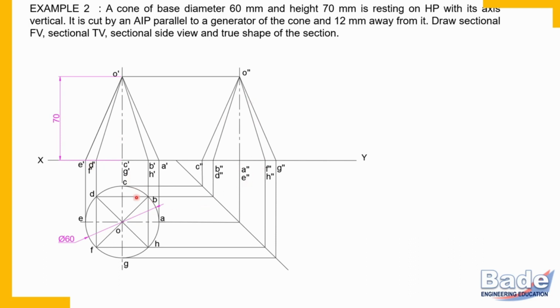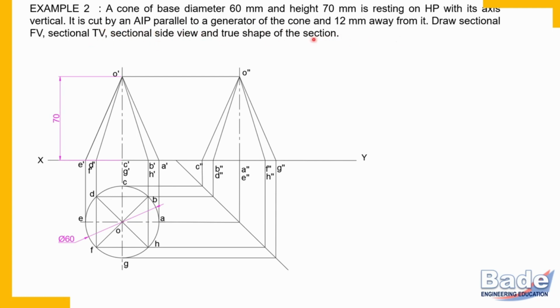Once you have completed views of the object in given position, second important step is to locate the cutting plane. It is cut by an AIP. What is this AIP? A plane perpendicular to VP and inclined to HP. So very important, it is perpendicular to VP and therefore true shape or line view of the cutting plane will be in the front view. It is cut by an AIP parallel to a generator of the cone and 12 mm away from it.